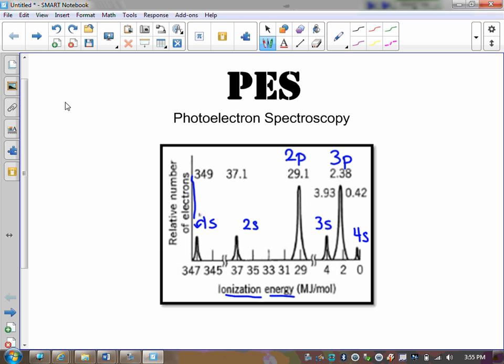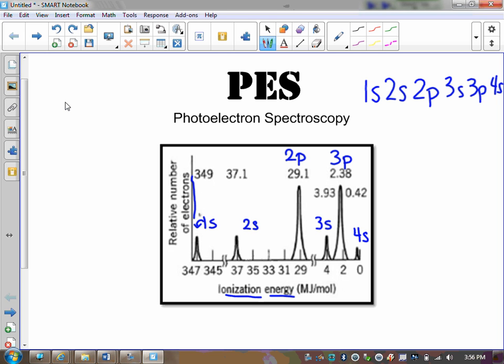Okay, so each peak is a sublevel. And the sublevels go in the same order that we've always learned with our arrow chart. So we know this atom has 1s and 2s and 2p and 3s and 3p and 4s. But not only do we know that, but we can actually tell how many electrons there are in each one of those.